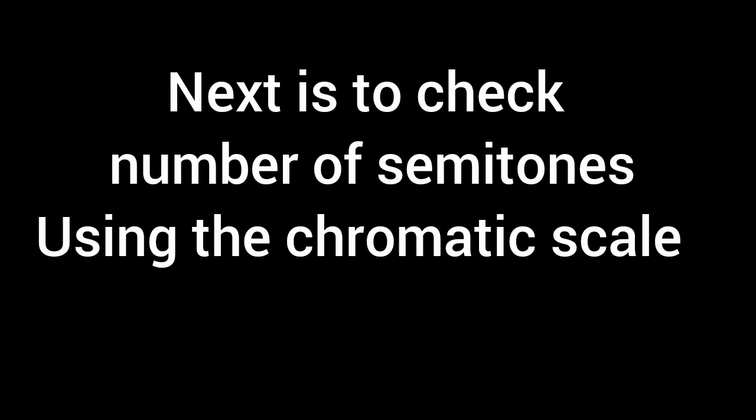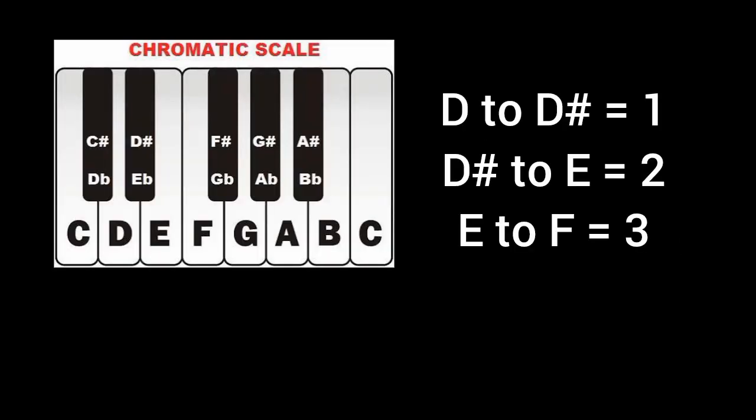Okay, so let's check that now. So from D to F now, if you use our chromatic scale, we look at it from D, we have to go to what? D sharp. That's 1. From D sharp, we have to go down to E. That's 2. From E, then we move towards F. That's what? 3. So we have 3 semitones. So now this interval is a third and it has 3 semitones.